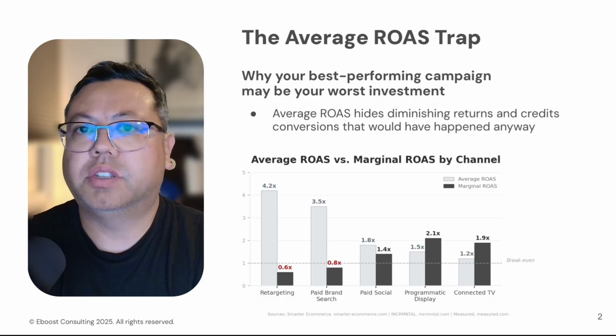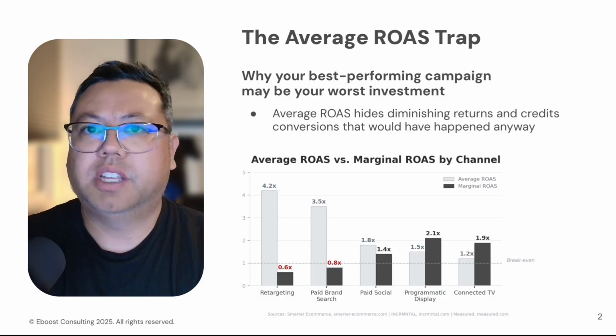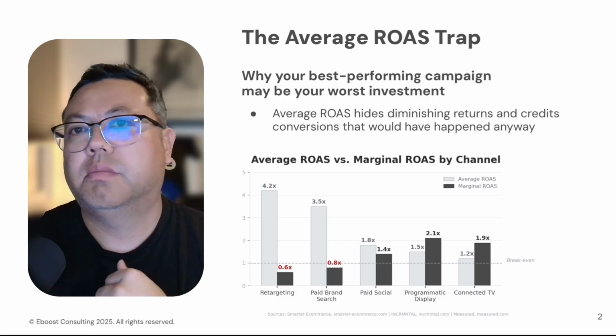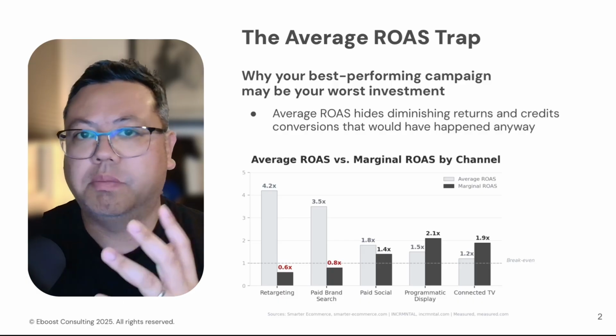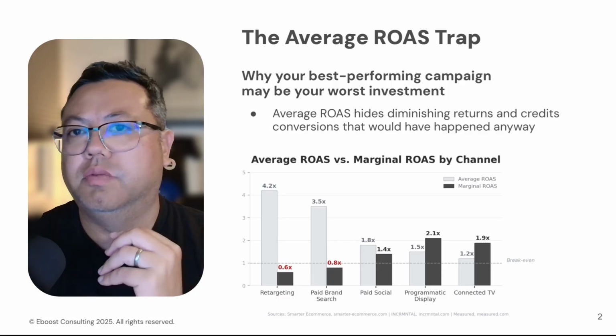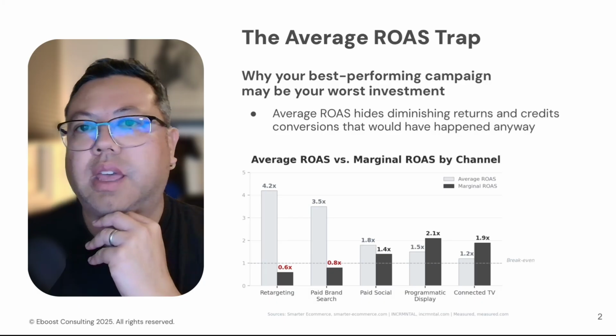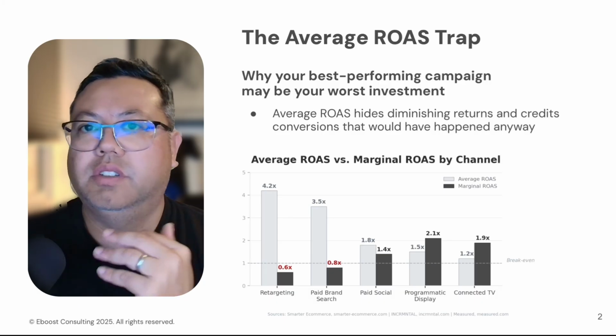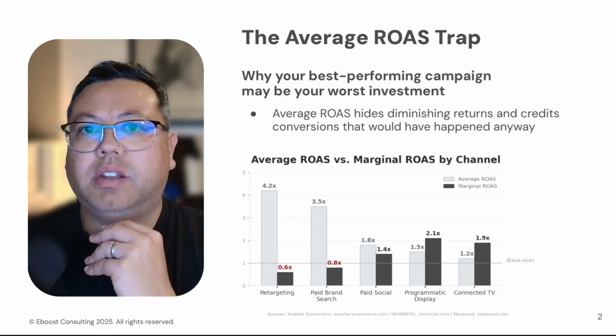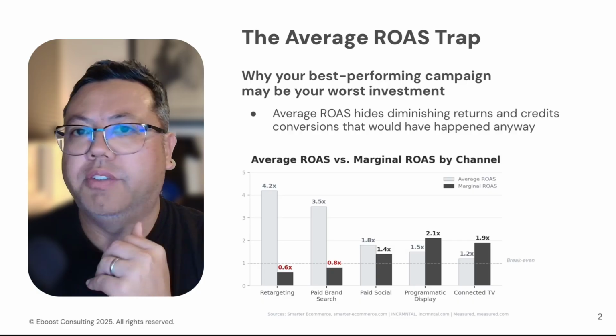The campaign shows a 4x ROAS. The team celebrates. More budget goes in, but when you actually measure the causal impact, a big chunk of those conversions were going to happen anyway. The campaign was not creating demand. It was just taking credit for it. This is what some might call the flaw of averages.